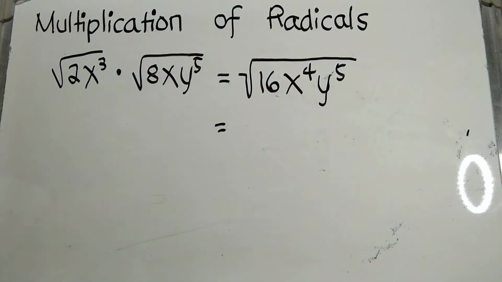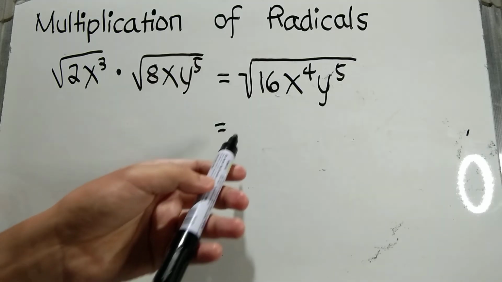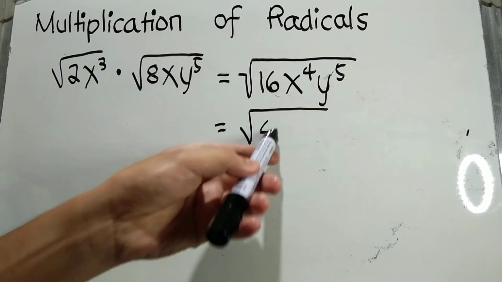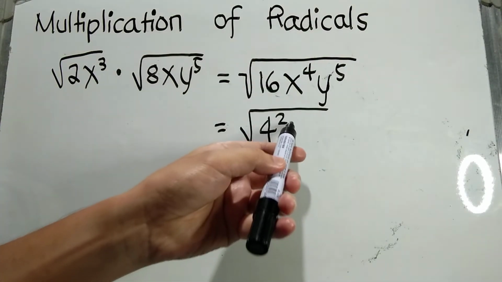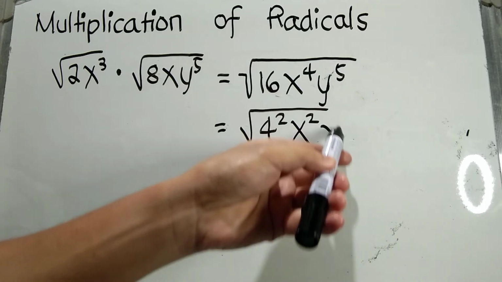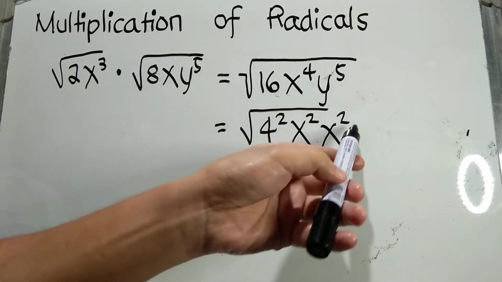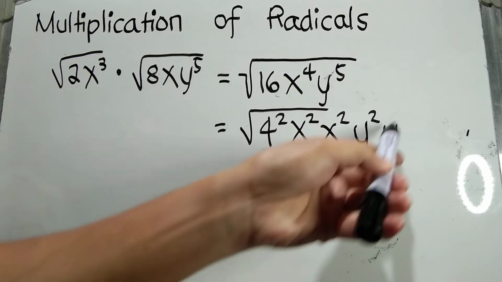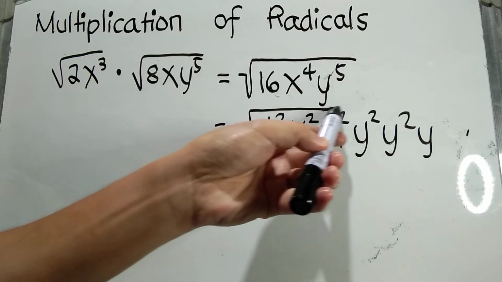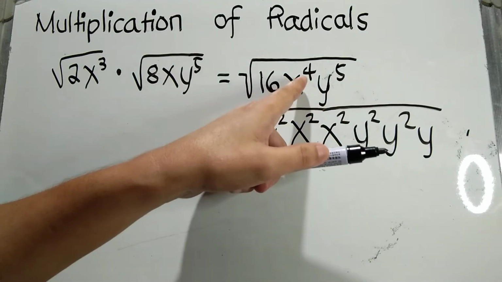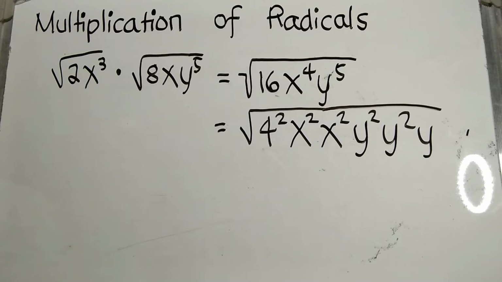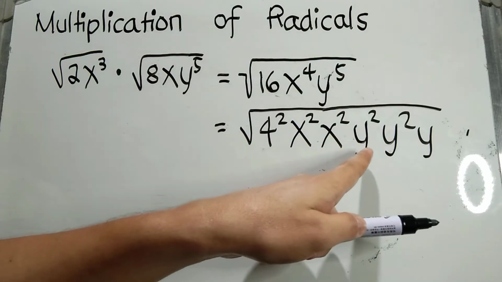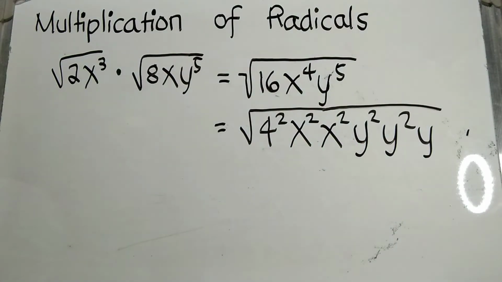And so we know that 16 is a perfect square which can be written as 4 squared. And so x to the 4th can be written as x squared times x squared. And y to the 5th can be written as y squared times y. Meaning to say, 2 plus 2 gives x to the 4th, and 2 plus 2 plus 1 gives y to the 5th. Why are we doing it this way? So that we can let 4, x and y out from the radicand.